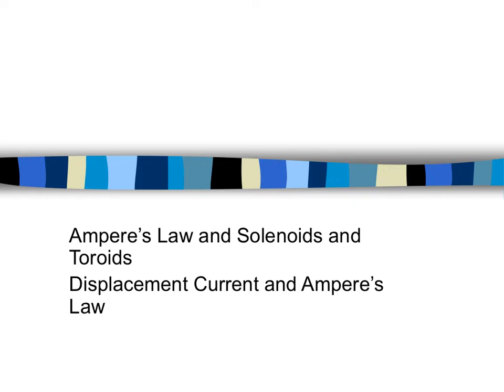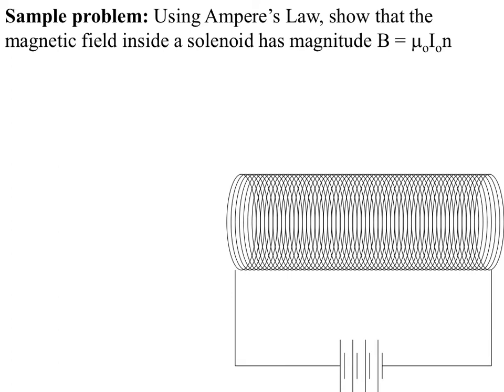Another place where we can use Ampere's law is with coils of wire. So we're going to take a slightly different look at how we can apply Ampere's law. We're going to look at solenoids, and we're going to look at toroids. All right. Using Ampere's law, we're going to show that the magnetic field inside a solenoid has this magnitude. The magnetic field is equal to mu naught times the current enclosed times little n, where little n is the loops per length.